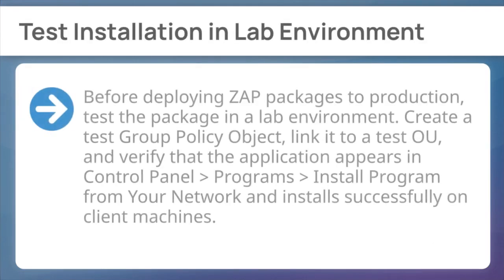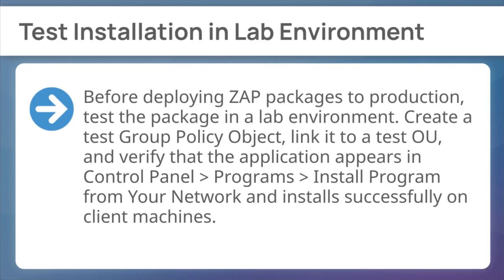Finally, test installation in lab environment. Before deploying ZAP packages to production, test the package in a lab environment. Create a test group policy object, link it to a test OU, and verify that the application appears in Control Panel, Programs, Install program from your network and install successfully on client machines.